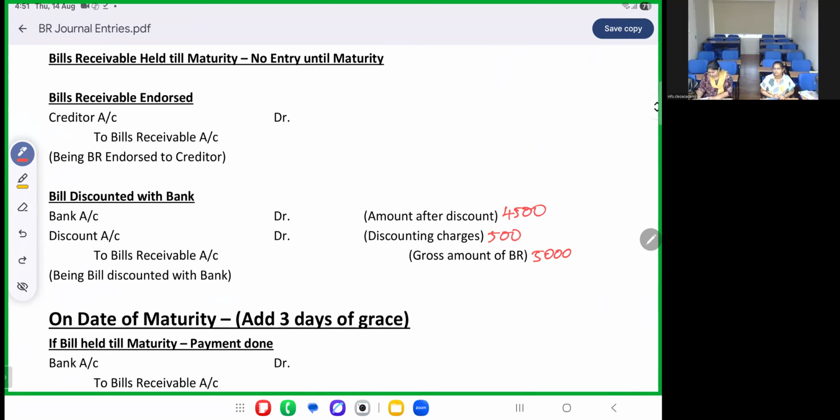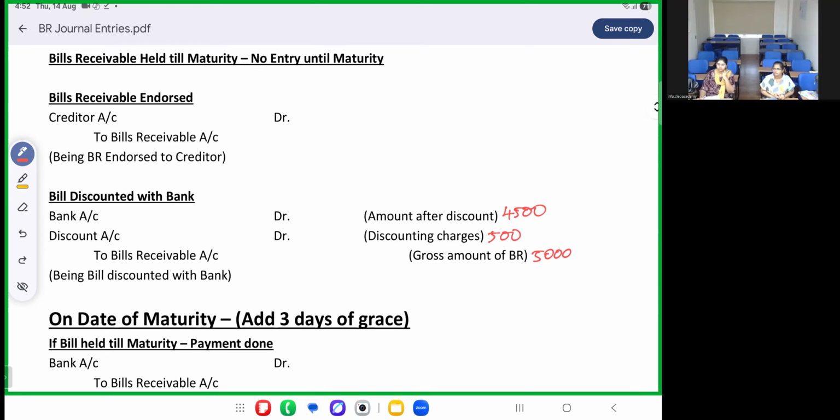Okay, I got 4,500. Maturity date, what will happen? My debtor will pay to the bank. Whoever is holding bills receivable, my debtor will pay to that bank. Bank will show bills receivable to my debtor, and he will pay to him. Okay, so this is what happens. Maturity, no entry. If I've endorsed, I am settling my creditor account debit to bills receivable account. Bills discounted with bank: bank and discount account debit to bills receivable account.